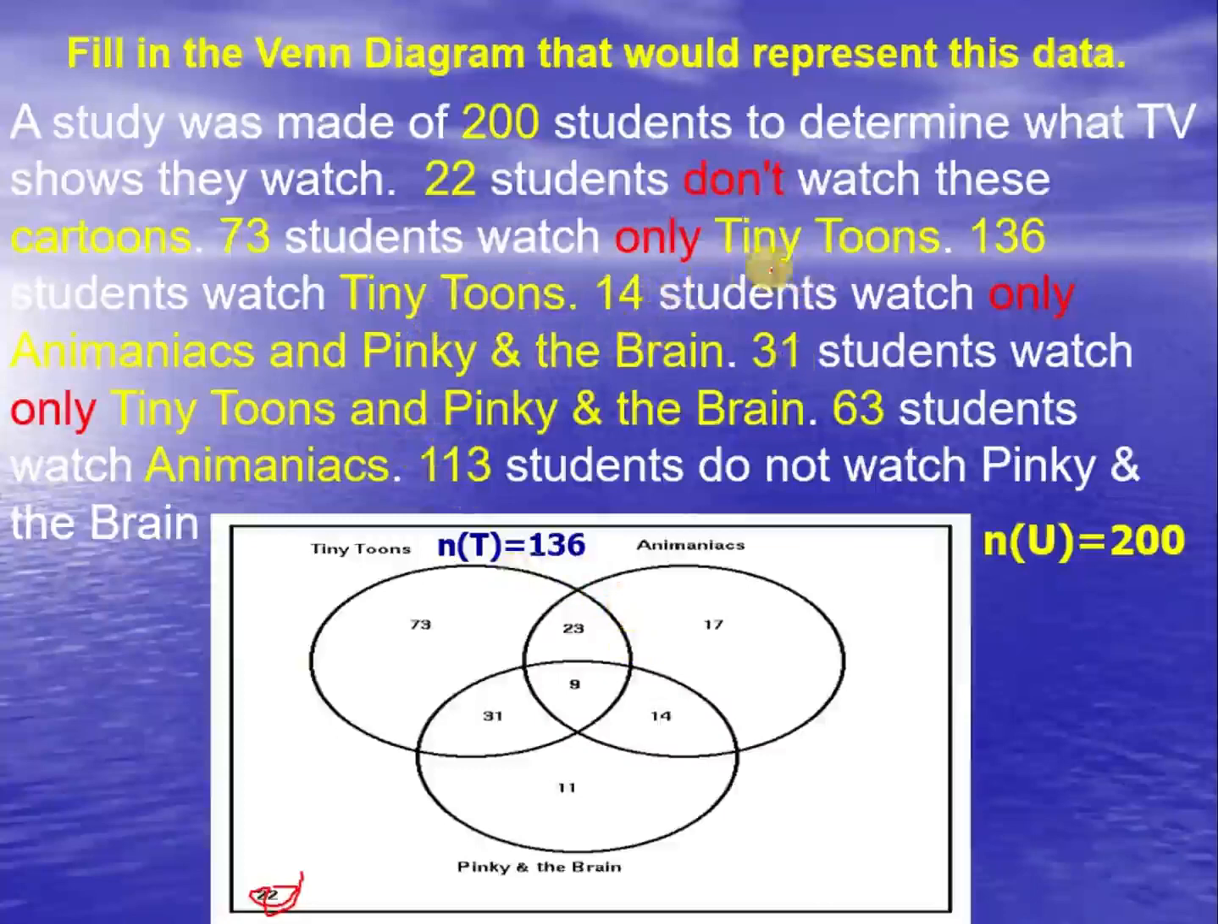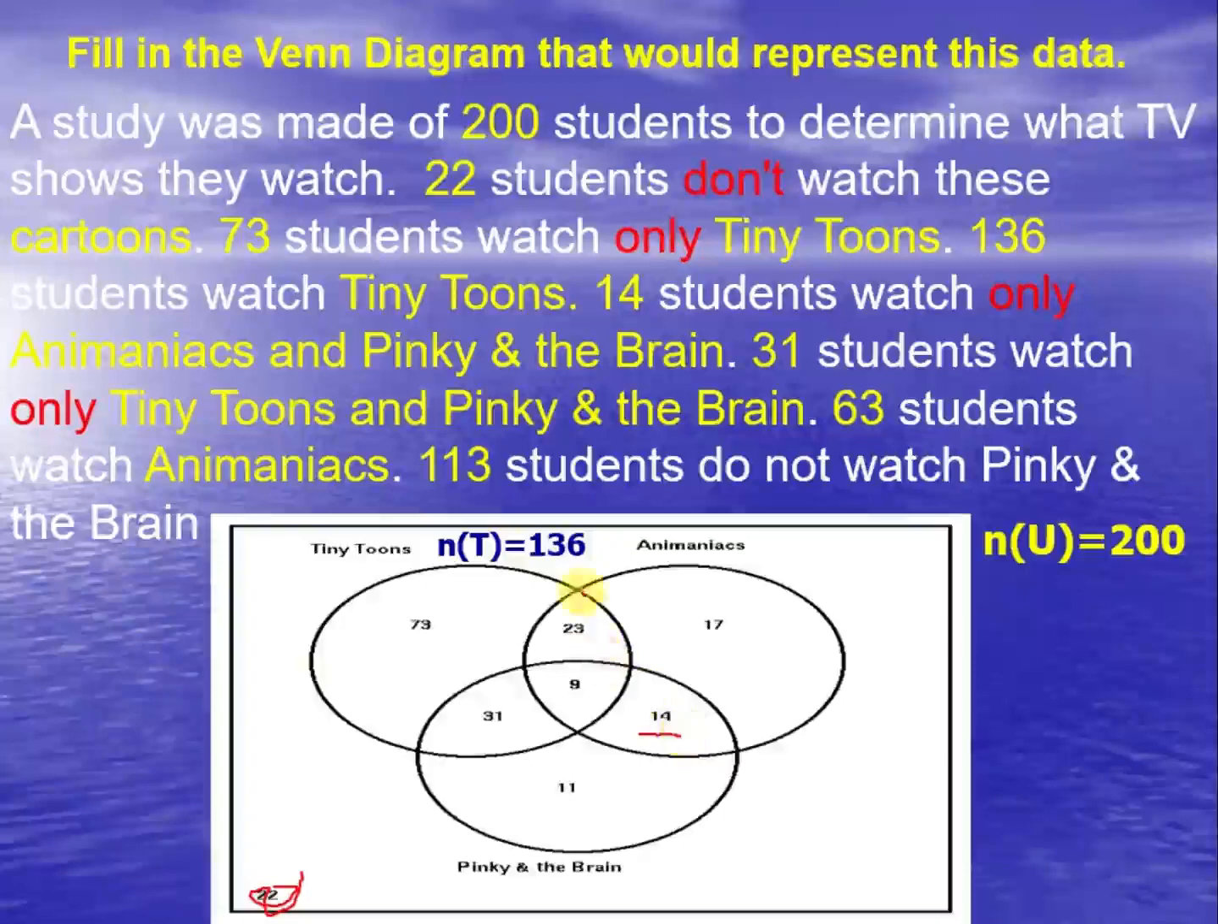The next says that 14 students watch only Animaniacs and Pinky. So just rule out Tiny Toons because they're talking about only Animaniacs and Pinky. They didn't mention Tiny Toons, so just rule out that whole circle. So the whole of this circle is out. But they are saying they are watching Animaniacs and Pinky here. So they are talking about their intersection, which is here. So this is a way of being able to fill your Venn diagram very easily.